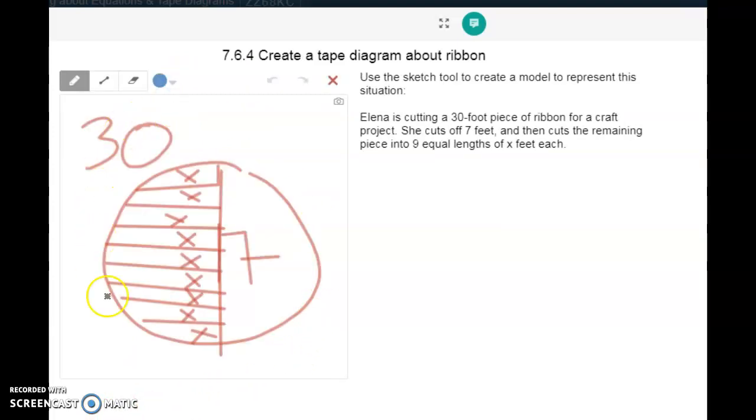Does this model represent the situation right here? Elena is cutting a 30-foot piece of ribbon for a craft project. She cuts off 7 feet and then cuts the remaining piece into 9 equal lengths of X feet. So we see here that the student again is using a circular model. 30 looks like is the total. Then we have Elena who cuts off 7 feet. So we have a big section here that is 7 feet. And then cuts the remaining pieces into 9 equal lengths of X feet. So here we have 9 X's. This model does represent this situation.